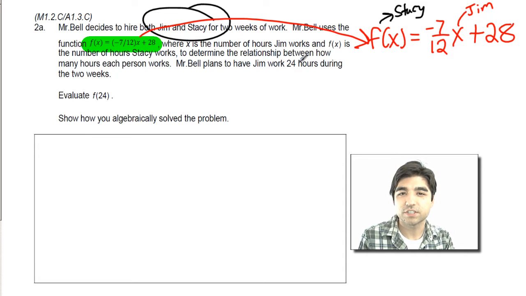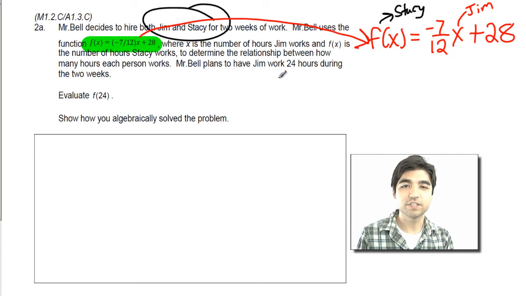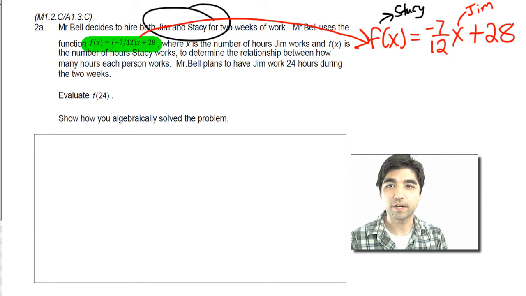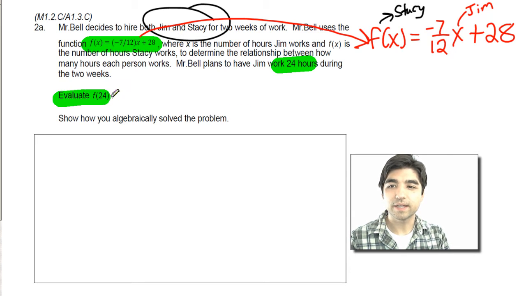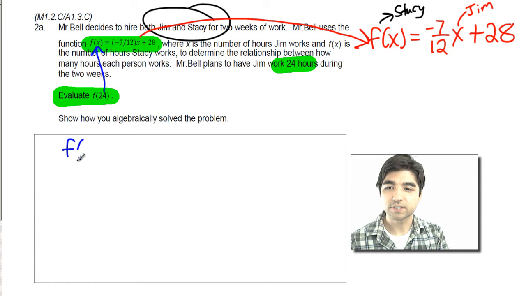To determine the relationship between how many hours each person works, Mr. Bell plans to have Jim work for 24 hours during the 2 weeks. Evaluate f of 24. So they just want us to evaluate f of 24. So we're going to take that 24 and put it in our function here. And so we rewrite the function, f of 24 equals negative 7/12 times x plus 28.